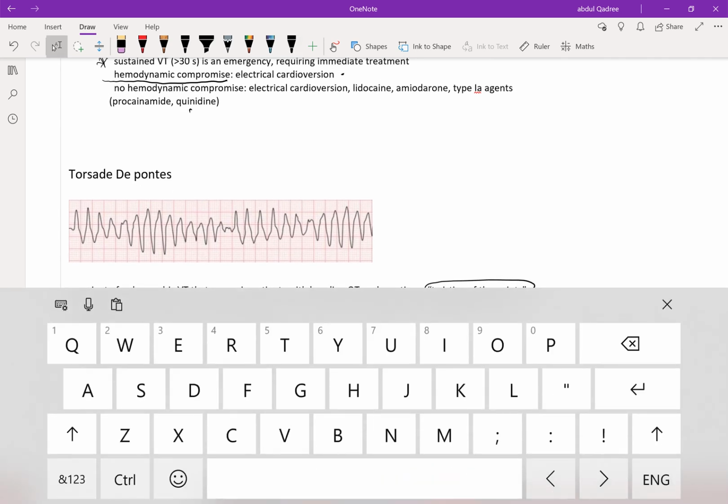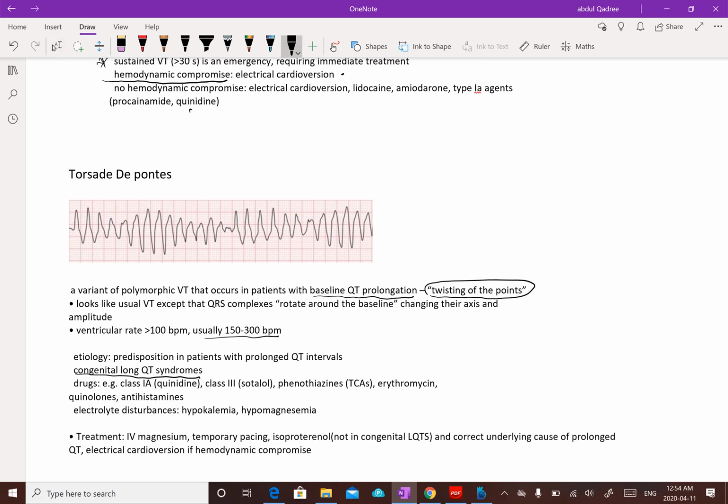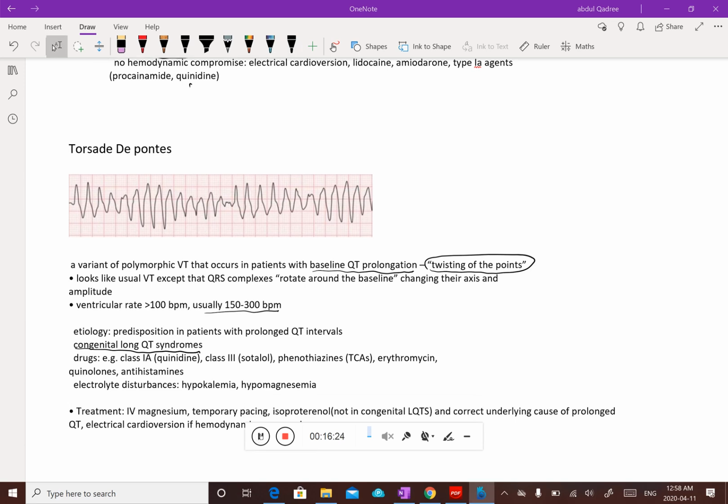treatment is usually IV magnesium, temporary pacing, isoproterenol, and correcting the underlying cause of the prolonged QT. Electrical cardioversion if hemodynamic compromise is there. So yes, basically this is how torsades de pointes is going to be treated.